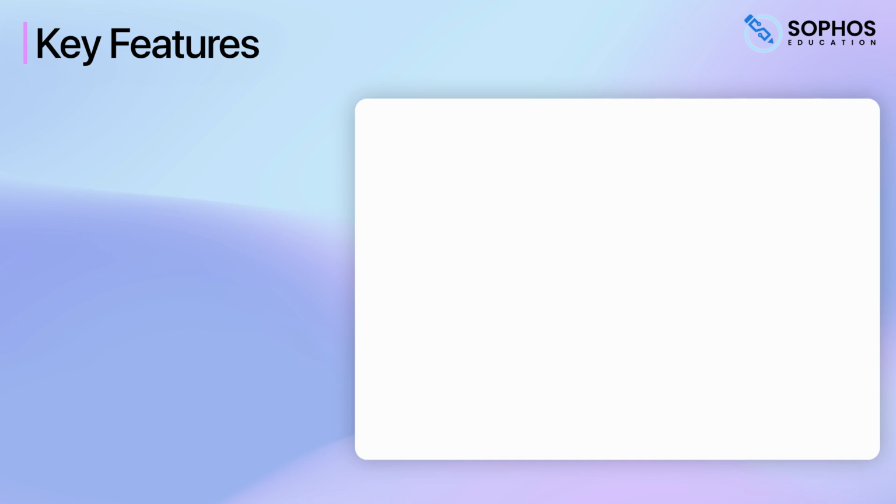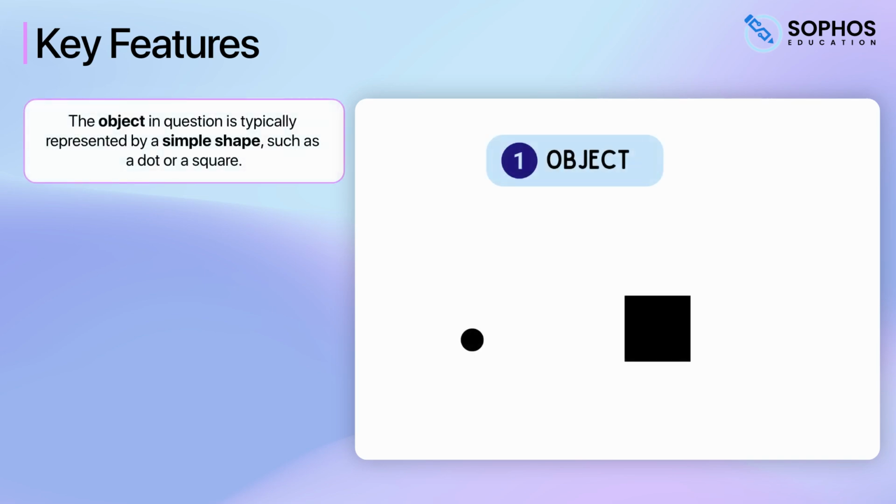Let's break these down one by one, starting with the object. In a free body diagram, the object in question is typically represented by a simple shape, such as a dot or a square. This simplicity helps focus our attention on the forces rather than the object's details.